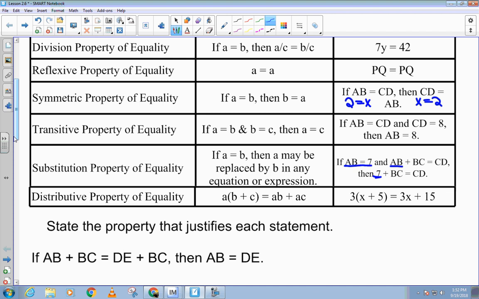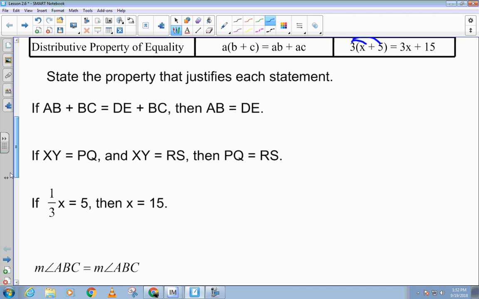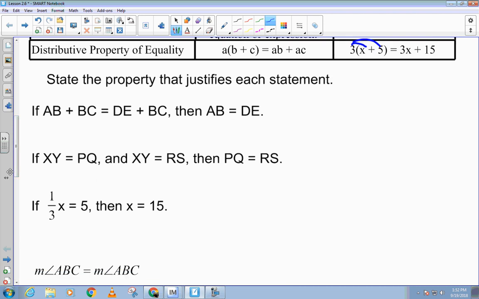And then we have the distributive property. The distributive property is when you distribute a number over a sum or difference and you multiply when you do it. So 3 times x plus 3 times 5 ends up being 3x plus 15. Alright, so we're going to go through here and state some of these properties. Always ask yourself, what did they do to the if to get to the then?